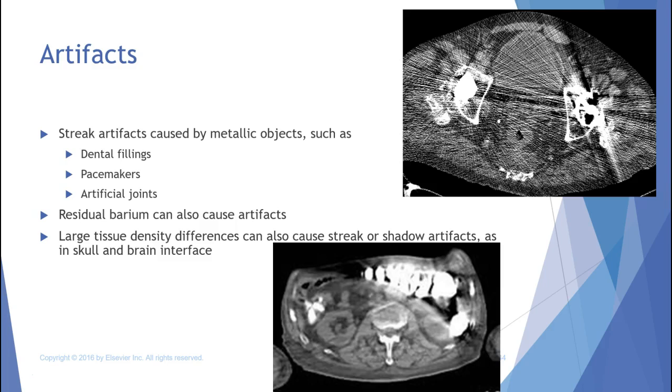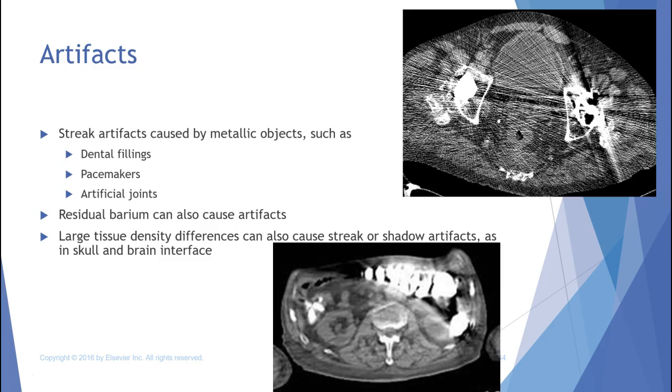Okay, other things that cause streak artifacts. Dental fillings will cause them on skull imaging. Pacemakers will cause them in chest imaging. And your artificial joints, like this image above, is bilateral hip replacements. There's nothing you can do about that in CT except for increase your kVp a bit. That has been shown to reduce metal artifact as much as it can be reduced.